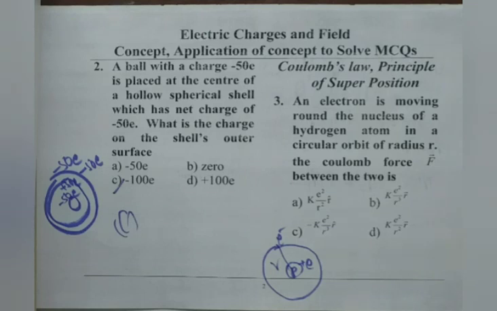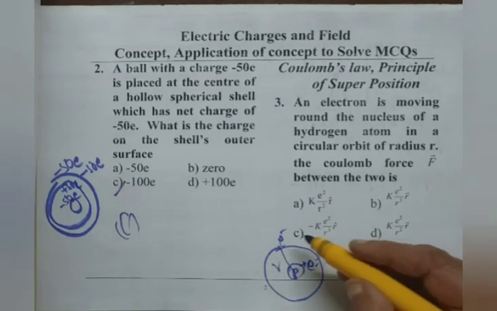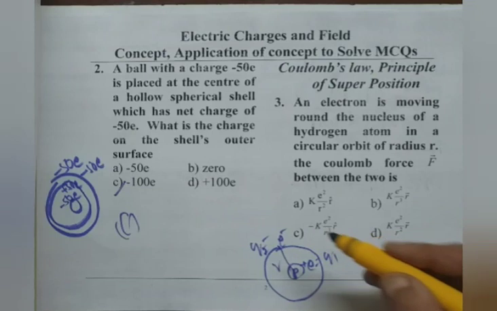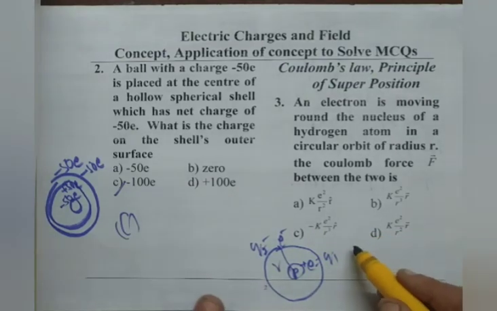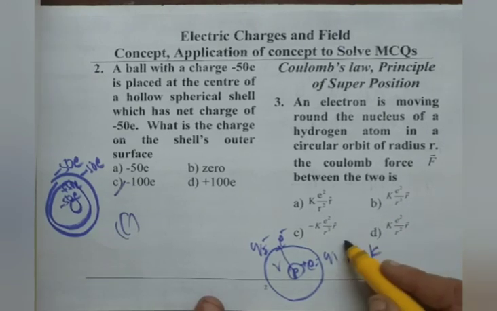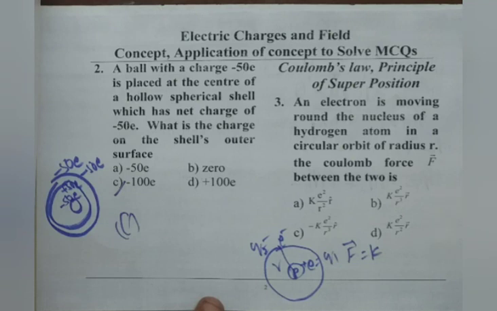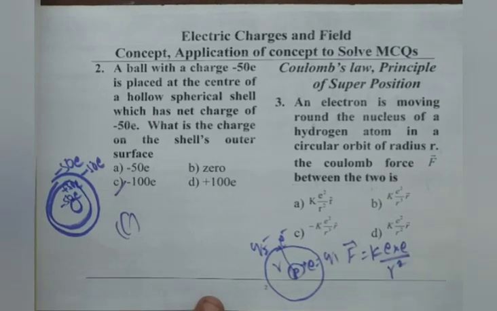What is the force between them? Say we call the other charge, the electron, as Q2. Therefore, if we apply Coulomb's law, instead of 1 by 4 pi epsilon naught, we write the constant. So force equals K. We write the vector there. K Q1 Q2, e into e by r square, to be written. But observe, it is a vector.